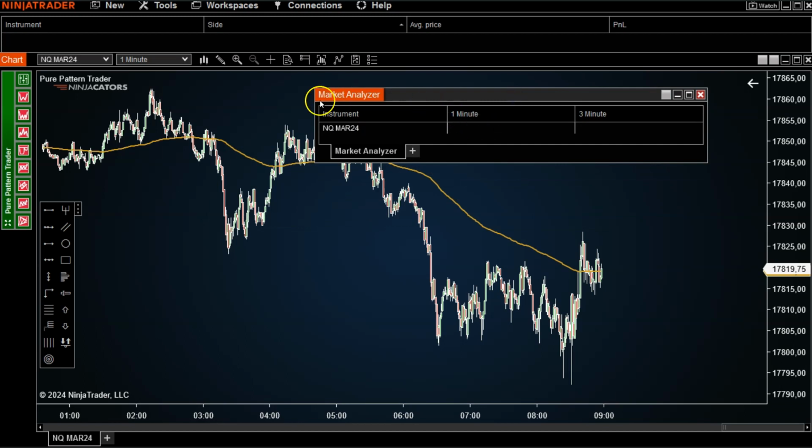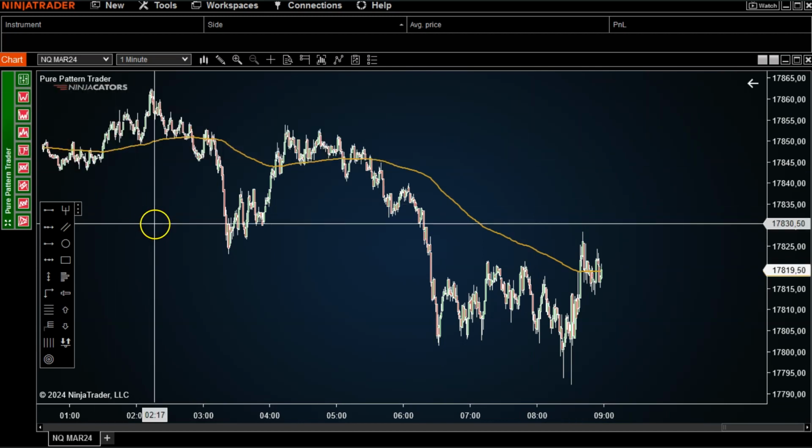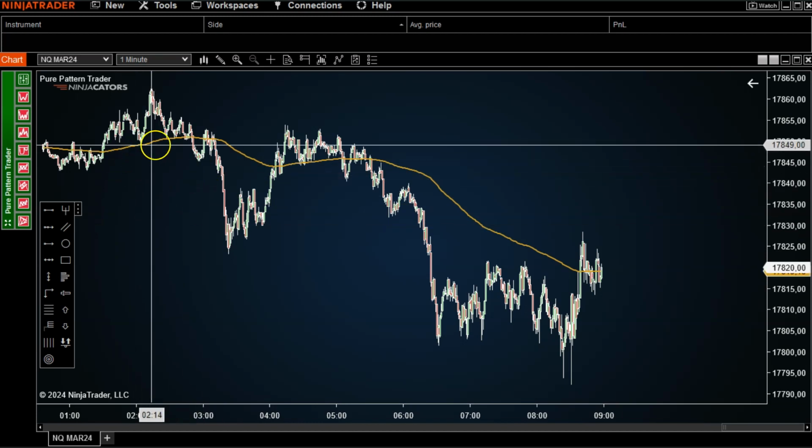I've also got a scanner that's built in looking for any one of those patterns on a 1 minute and a 3 minute time frame, and I use that to alert me when a pattern is present. Alright, so I don't have to go look for them myself.